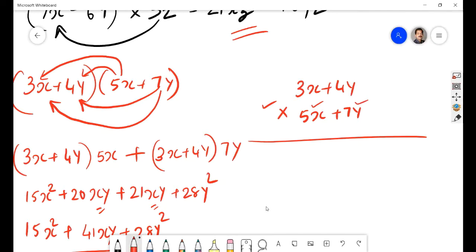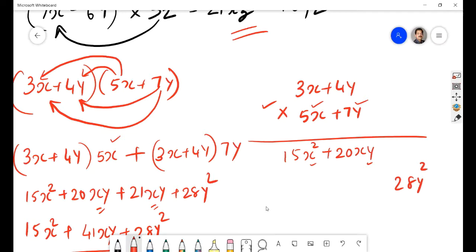5x multiplied by 4y, then we will write 20xy. 5x multiplied by 3x is equal to 15x square. So multiplication with 5x is over, just like how it is done here. With 7y multiplied by 4y is equal to 28y square. There is no such term here, so we'll write it here, 28y square.